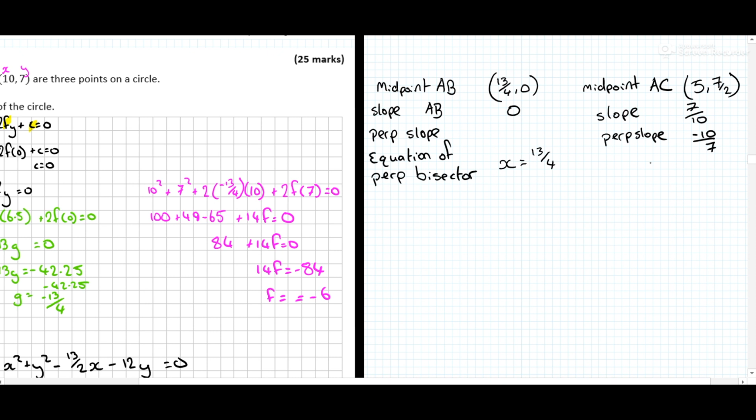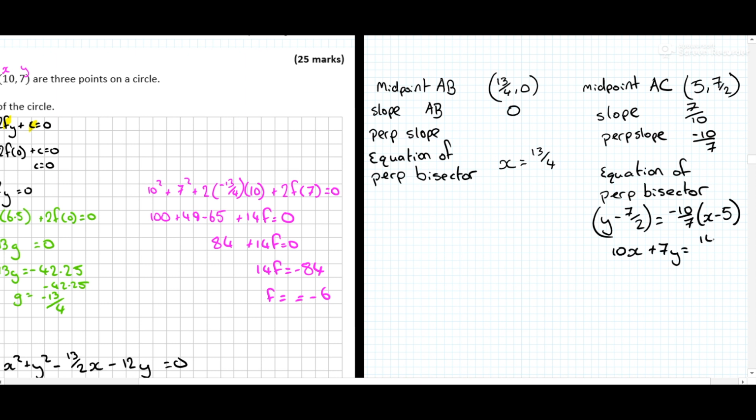is minus 10 over 7. Okay. And then the equation of the perpendicular bisector is going to be y minus 7 over 2, so y minus y1 is equal to m, so 10 over 7 by x minus x1, minus 5. Multiply all of that out and we get 10x plus 7y is equal to 149 over 2.